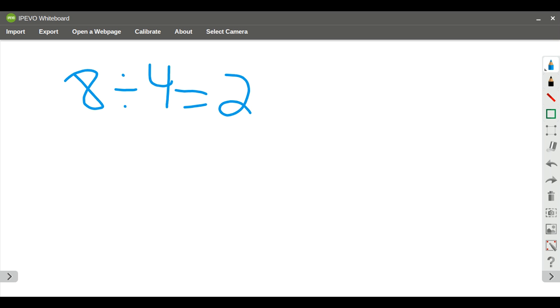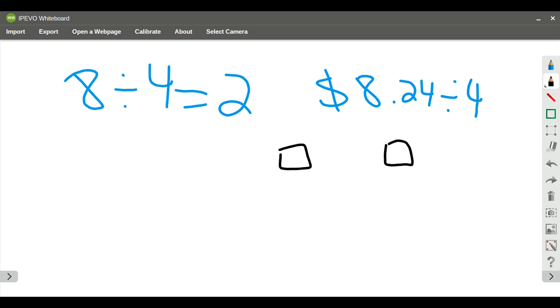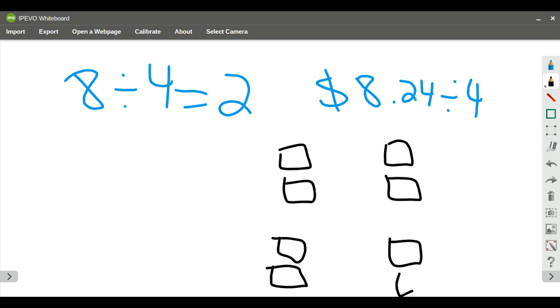So when I take a look at this one and I go ahead and I break it apart, so I had $8.24 and I divided that by 4. I'm going to use my models to help that. So I look at, do I have a whole value? Is 8 larger than 4? So 8's larger than 4, which means my quotient is going to be greater than 1. So I'm going to go ahead and I'm going to break apart the 8 into 4 equal groups. So I have 1, 2, 3, 4, 5, 6, 7, 8.